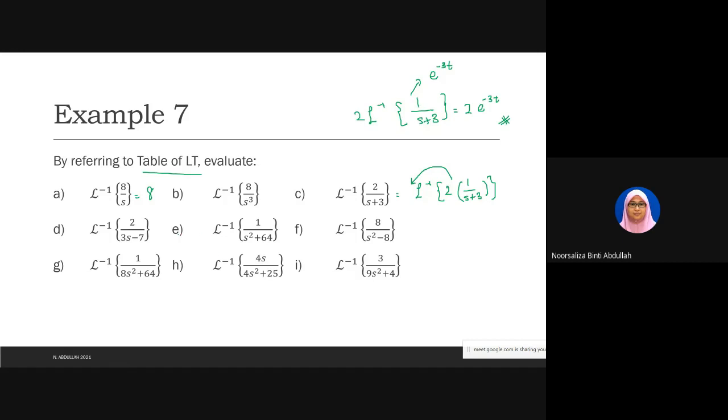Okay, the next example is you want to find the inverse of 1/s square plus 64.